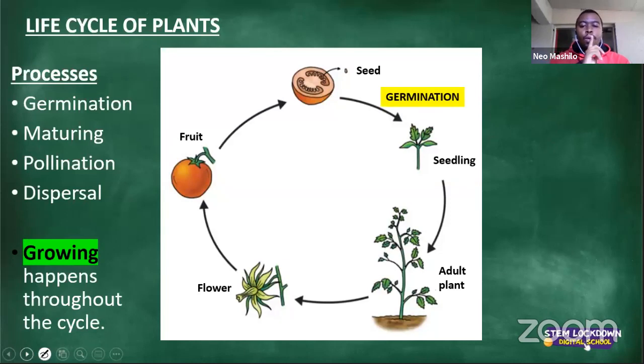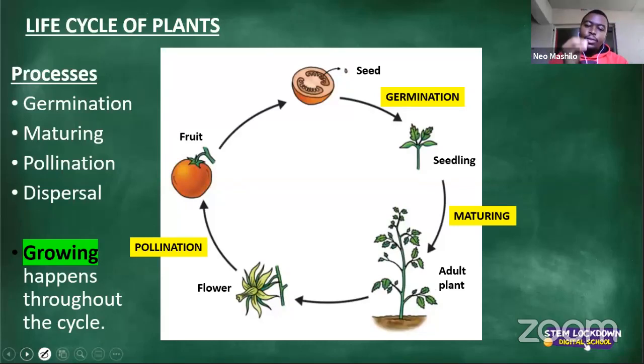Now, we spoke about the process of germination. The process of germination is the process whereby a seed changes into a seedling. A seed changes into a seedling when all the conditions are correct. If it has proper soil, proper sunlight, proper water, and the temperature around it is proper, then it can grow into a seedling. A seedling will then mature. So we don't say a seedling grows, we call it maturing. So a seedling will mature into an adult plant, and an adult plant will then produce flowers.